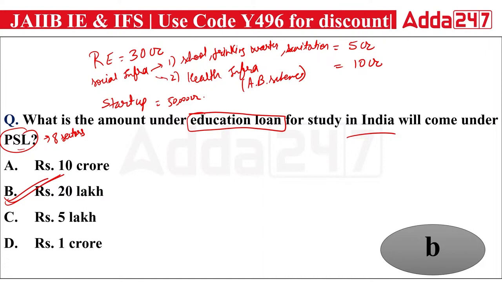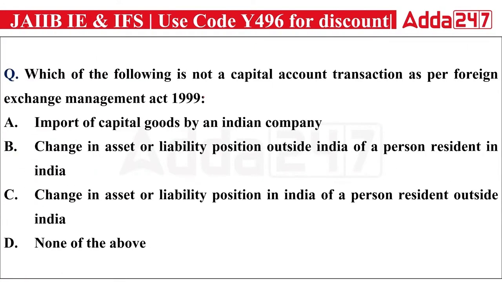So remember all of these. Okay? My right answer will be B. Now, which of the following is not a capital account transaction as per the FEMA 1999?